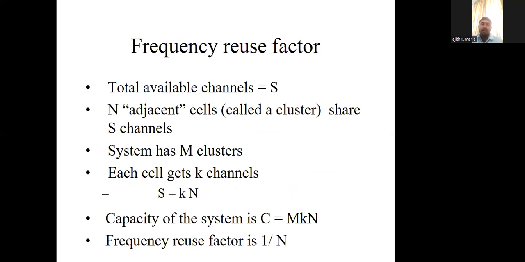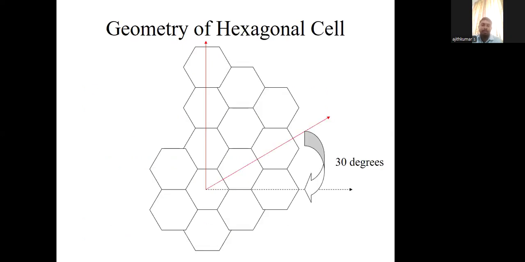See the frequency reuse factor. Total available channels is S. N adjacent cells share the S channels. The system has M clusters. Each cell gets K channels. S equals K times N is the formula. Capacity of the system is C. C equals M times K times N. Frequency reuse factor is 1 divided by N.